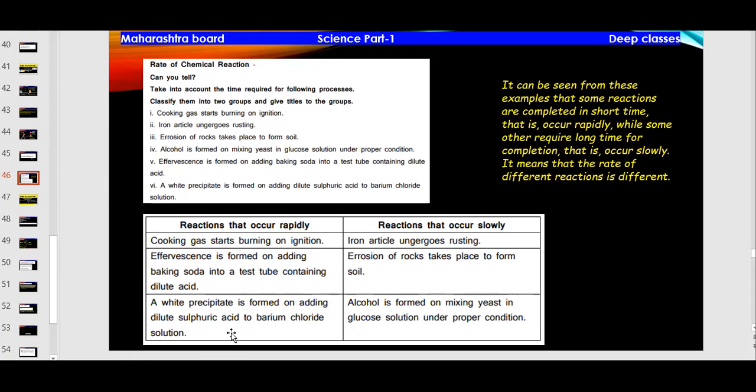So here we have discussed in today's video about endothermic and exothermic reactions. It can be seen from these examples that some reactions are completed in a short time, that is, they occur rapidly, while some others require a long time for completion, that is, they occur slowly. It means that the rate of different reactions is different.